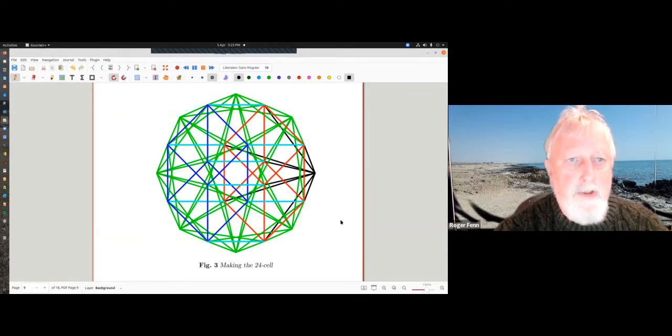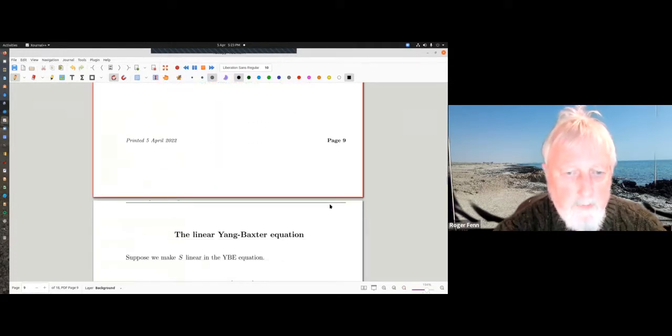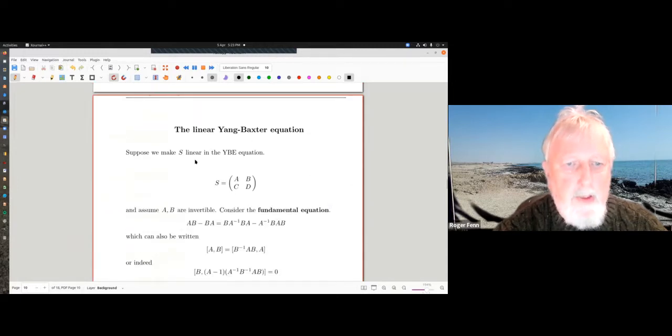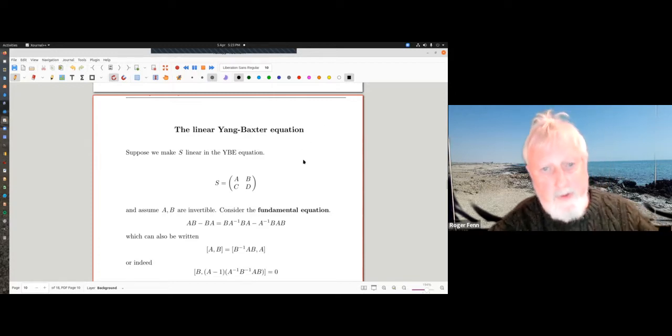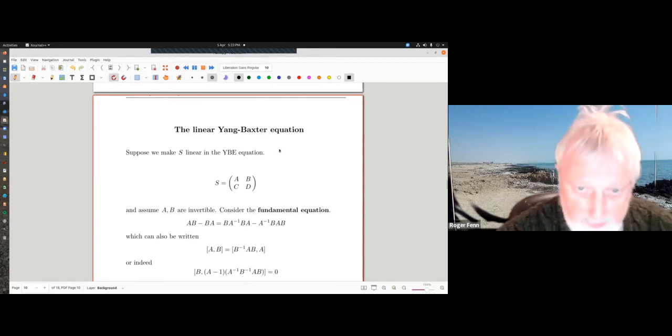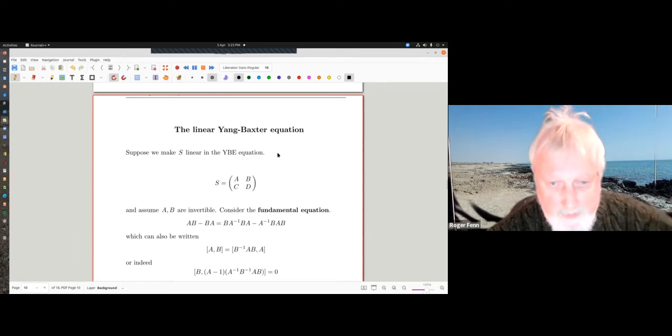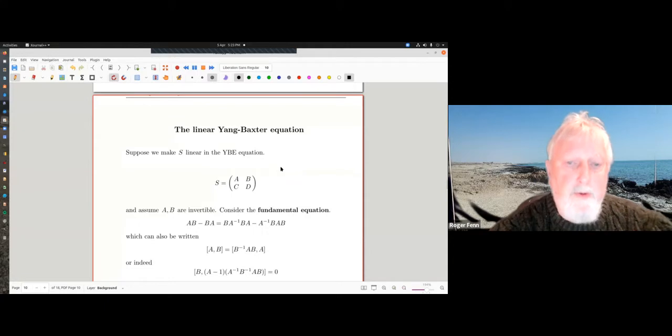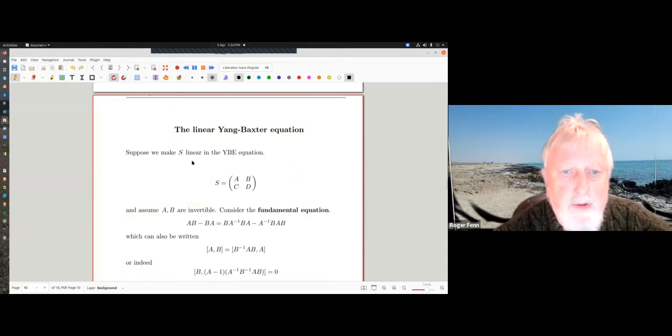So you're probably sitting there saying, what's this got to do with the Yang Baxter equation? And quite rightly. Well, this is what happens. If we're trying to find a solution to an equation, we usually start off with a linear version and see how we get on, and then when we've got a linear solution, maybe try a quadratic solution and so on. So let's start off with a linear solution.